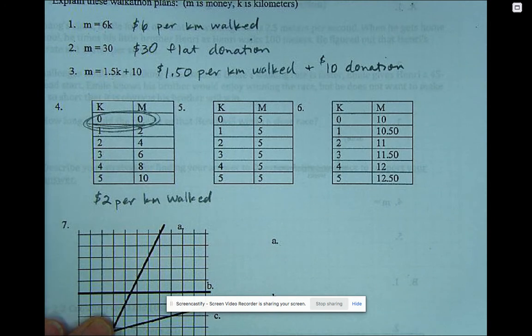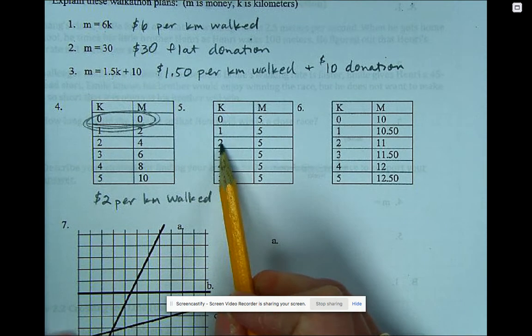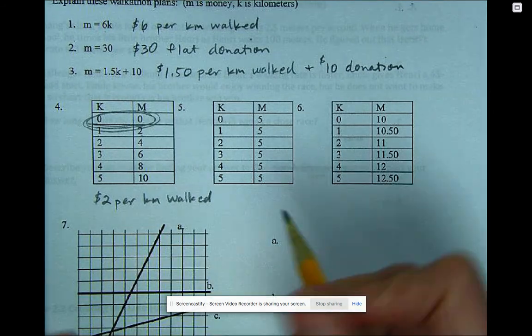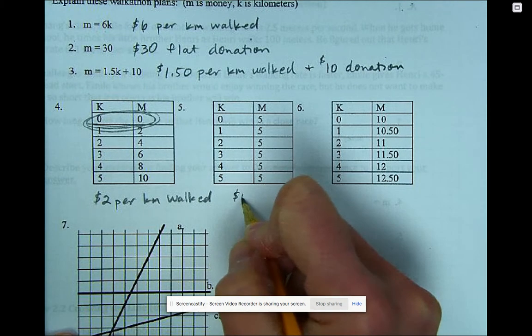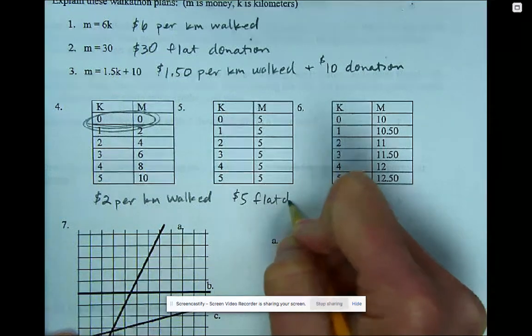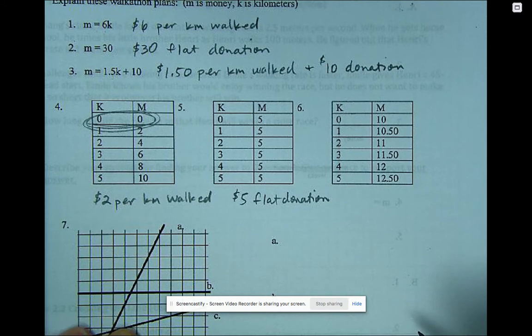What do you think this means? 0 kilometers, $5, 1 kilometer, $5, 2 kilometers, $5. Did you think it was a $5 flat donation? So just like before, it didn't matter how many kilometers walked, the money was still just going to be $5 the whole time.